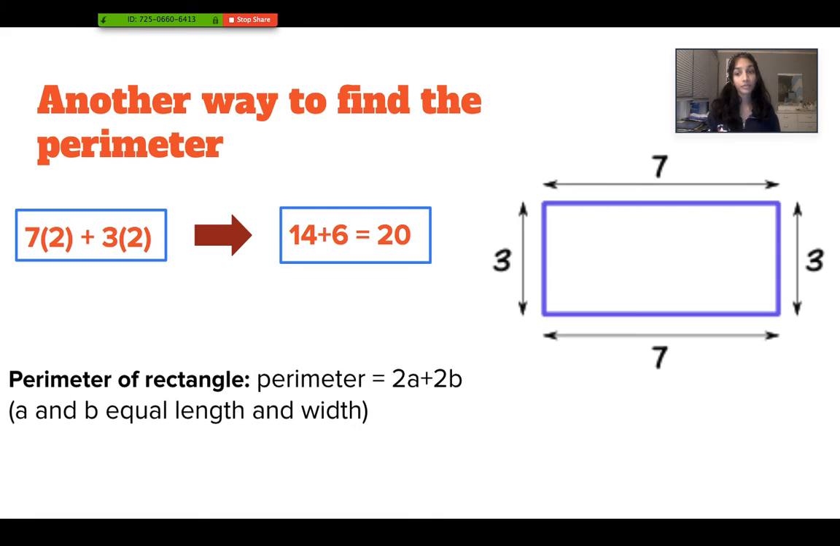That gives us a formula for the perimeter of a rectangle. Perimeter is equal to 2a plus 2b. A and b equal length and width.